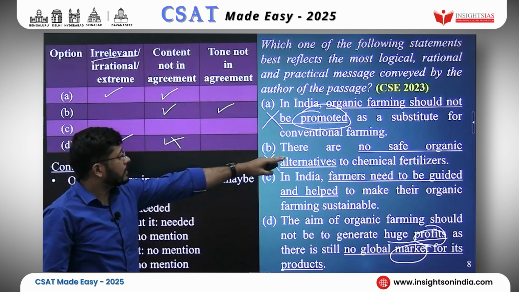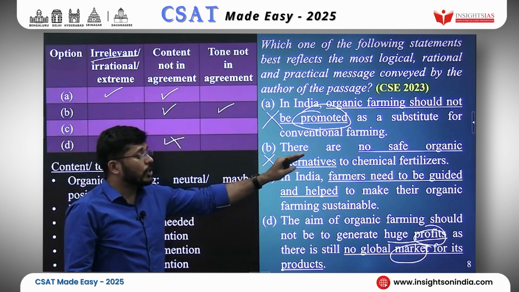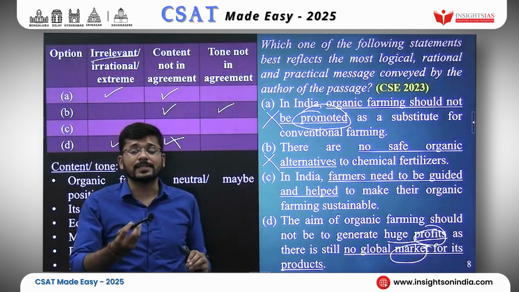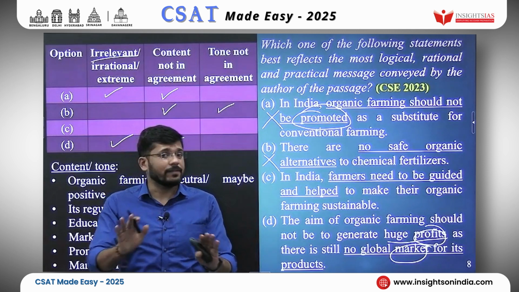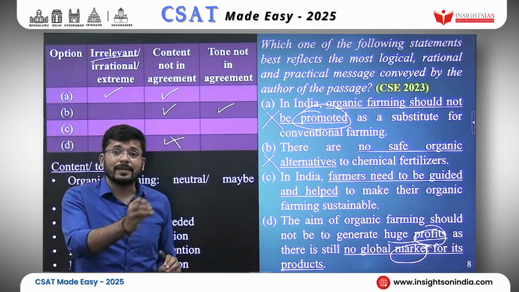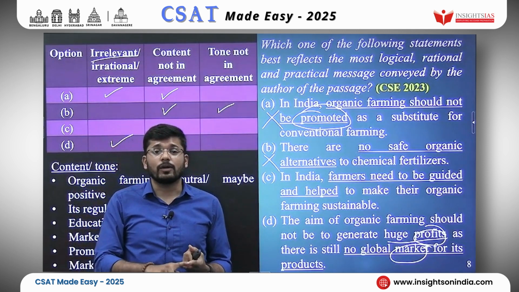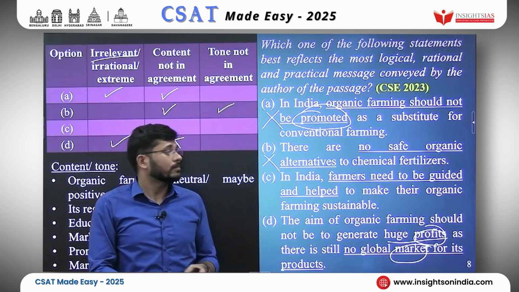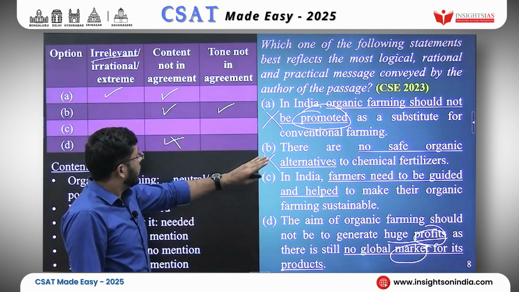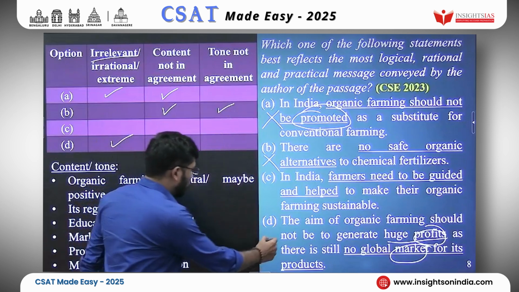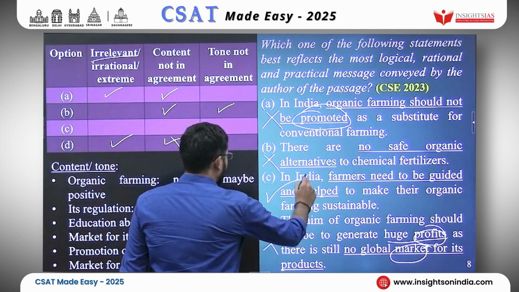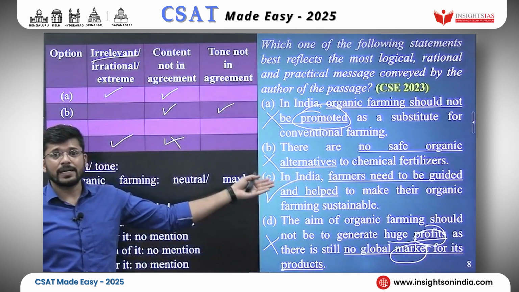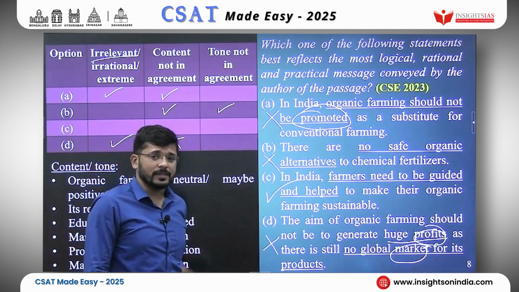Then the second option is not in agreement with the tone of the passage. The passage does not say that organic farming or organic products are safe. No, it says that they are sometimes unsafe because of lack of regulation and lack of education. So we will reject the second option also, and the first and fourth ones also. So ultimately we are left with the third option, and we do not have any strong reason to reject it. So that will be our answer.